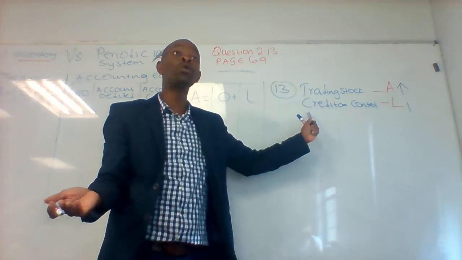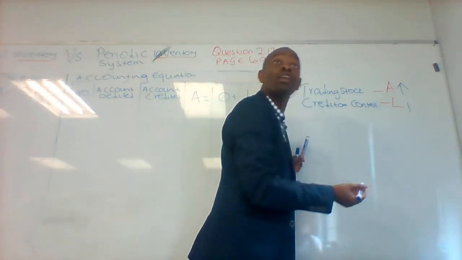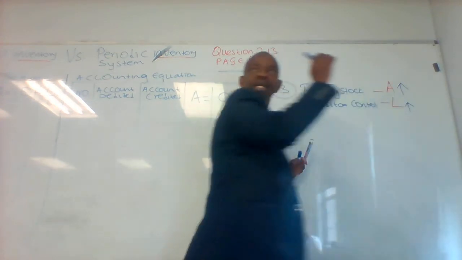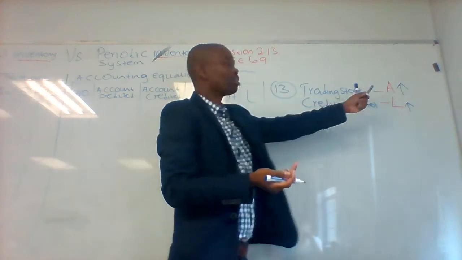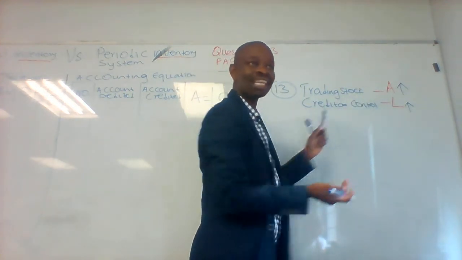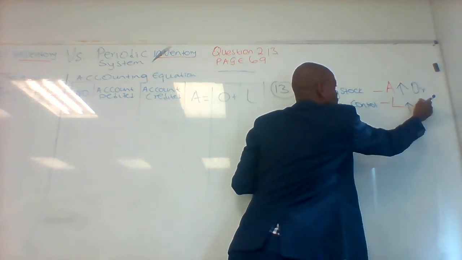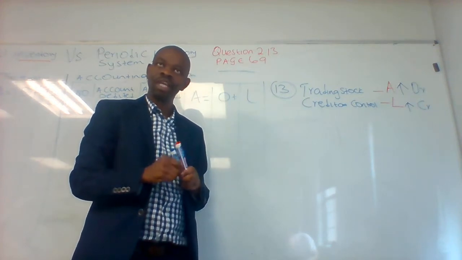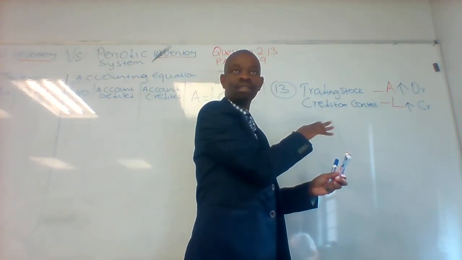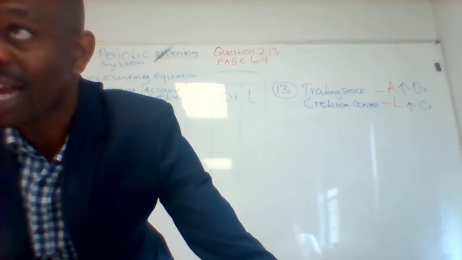What about people you owe? Do you owe more or do you owe less? Because you bought from them on credit, they will also increase. Now, your rules: where will assets increase? Always on the debit side. And this one must be credit. You're on fire. So this is how you must analyze under the perpetual. So I'm going to go and record.